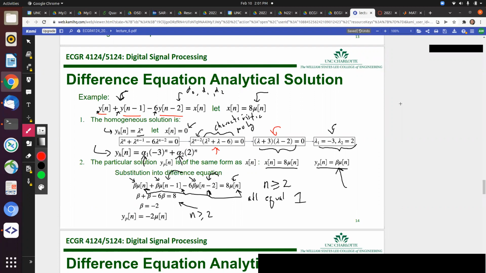How did we get that polynomial? Well, we plug in lambda to the n, which is the solution that we know is correct. So lambda to the n for y of n, you get this term. Y of n minus 1 is then lambda to the power n minus 1, which is this term. And then minus 6 y of n minus 2, that's minus 6 lambda to the n minus 2 power. Now, all of these lambdas have this n power in them. So we factor a lambda to the n minus 2 out of all of them. And that leaves a lambda to the n minus 2 out in front, and then a quadratic polynomial inside.